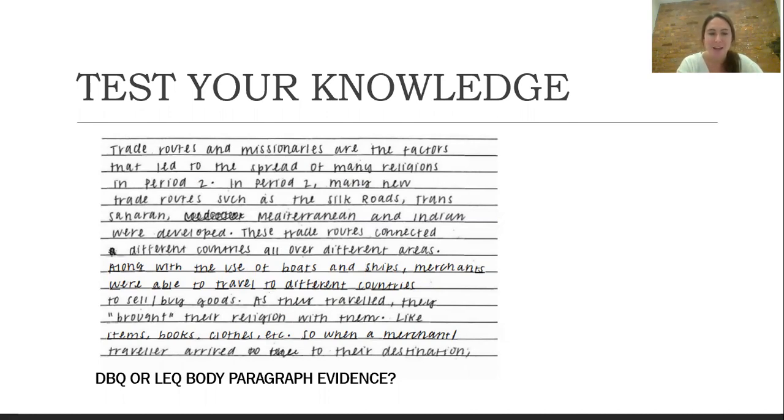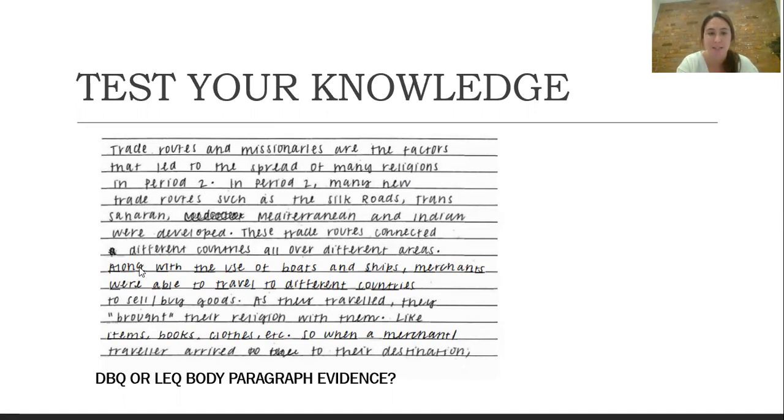Great, welcome back. Hopefully you got this correct. This will be an LEQ body paragraph because as you can see here, there's no references to sources or documents. Instead, it just says these pieces of evidence as facts. So you can see here, it says in period 2, many new trade routes such as the Silk Road, Trans-Saharan Trade Network, Mediterranean, and Indian Ocean were developed. These trade routes connected different countries all over different areas.